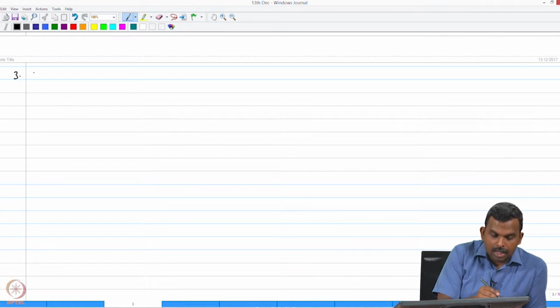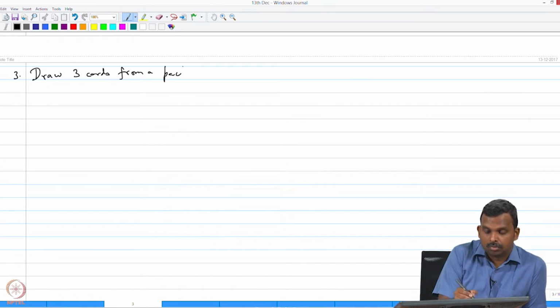So, let us look at: draw 3 cards from a pack without replacement.